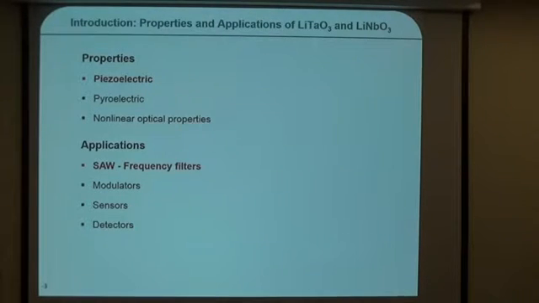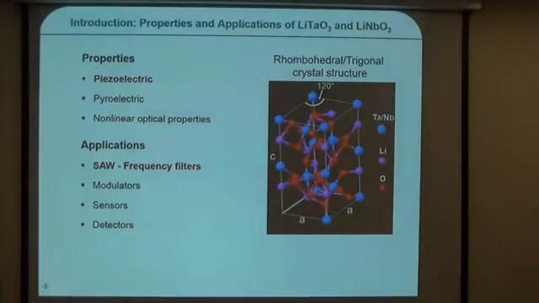The properties are based on the crystal structure. We have a rhomboidal crystal structure, can also be shown in a trigonal system, which is very similar to a hexagonal crystal system. So we have an angle of 120 degrees between two axes and a certain C to A ratio.